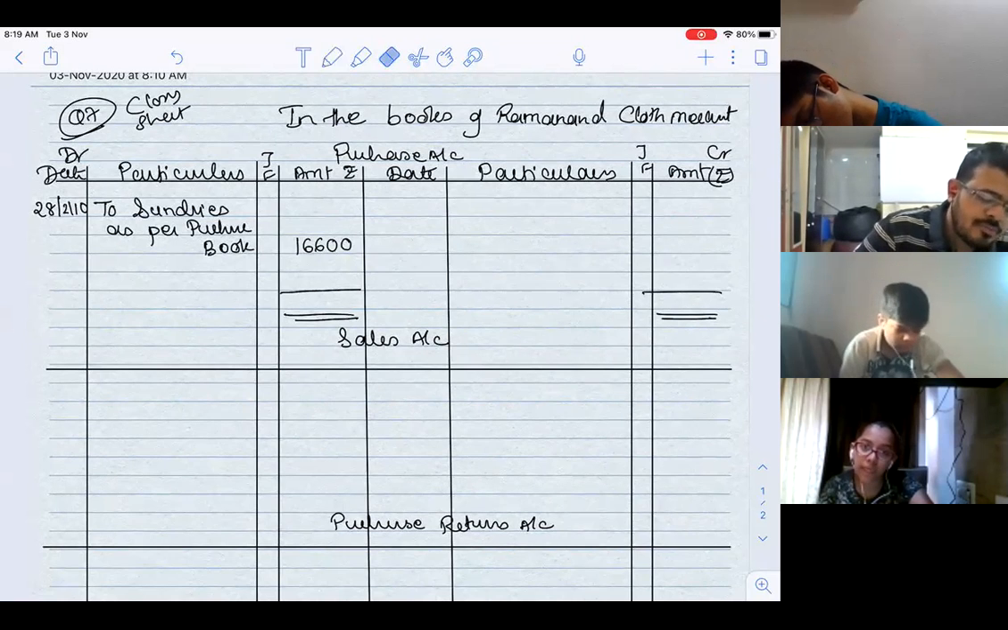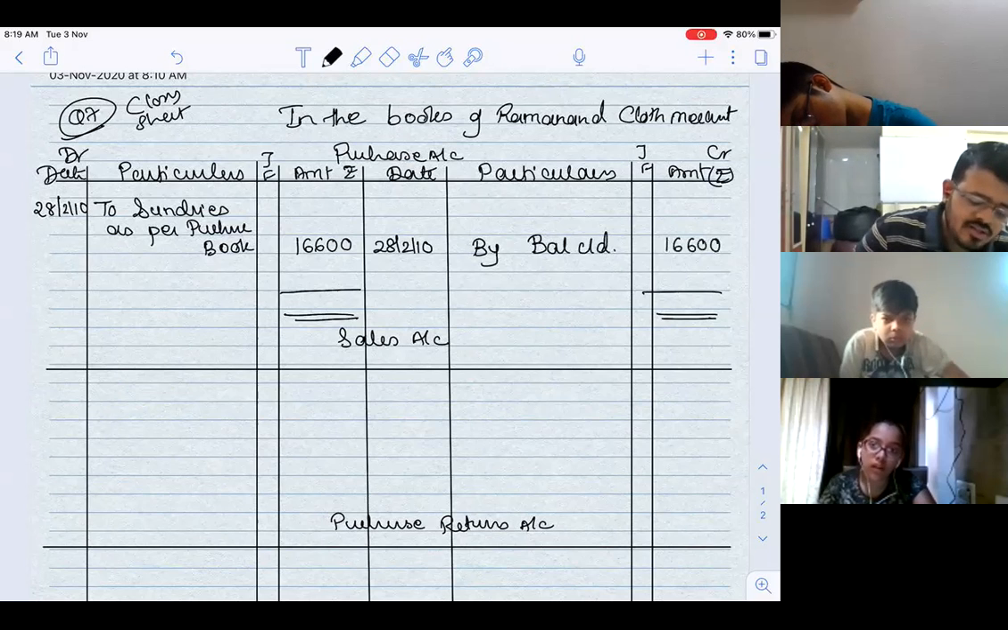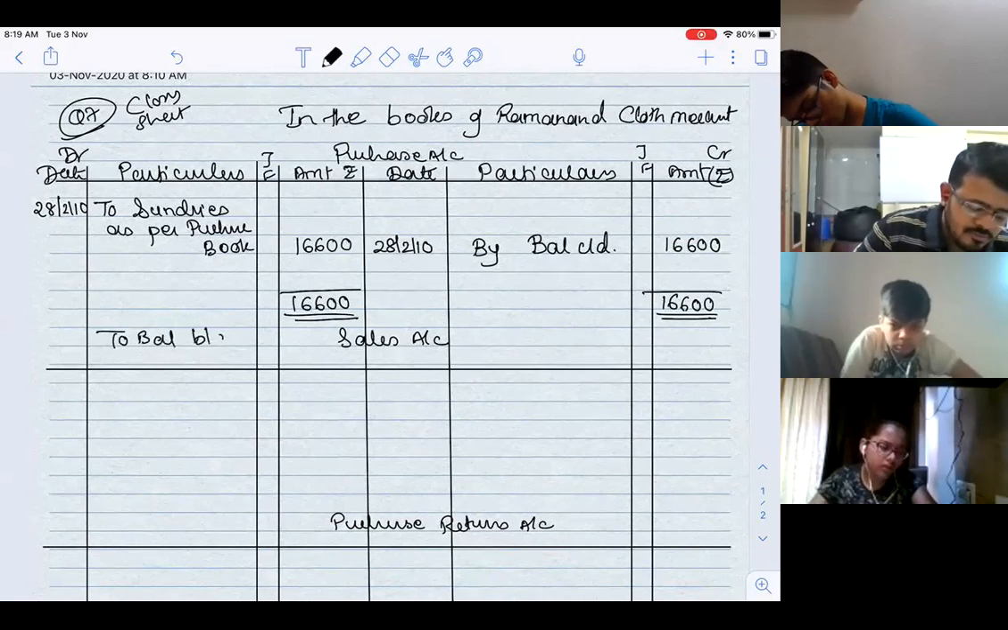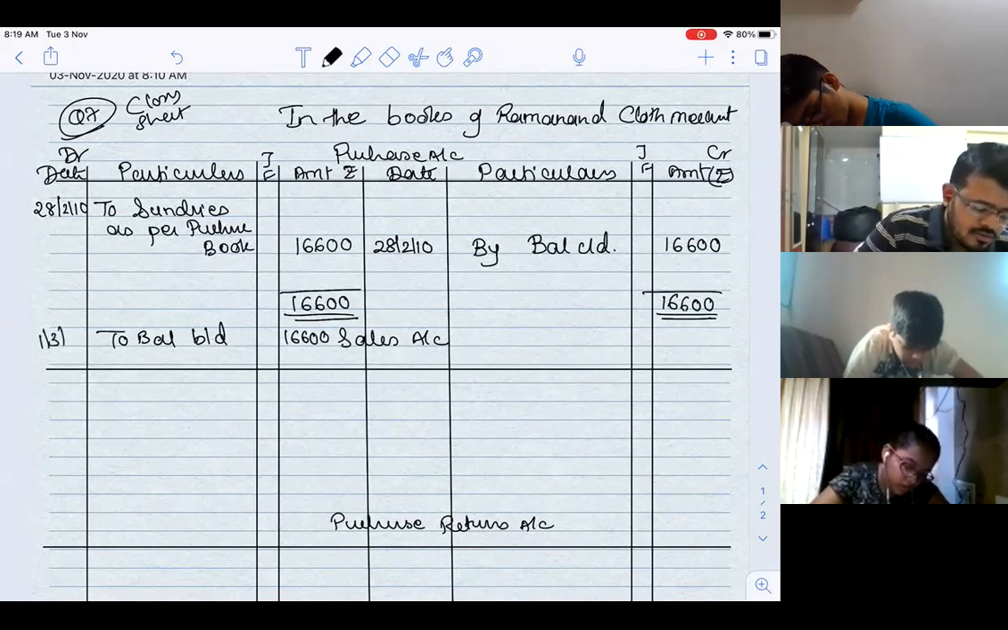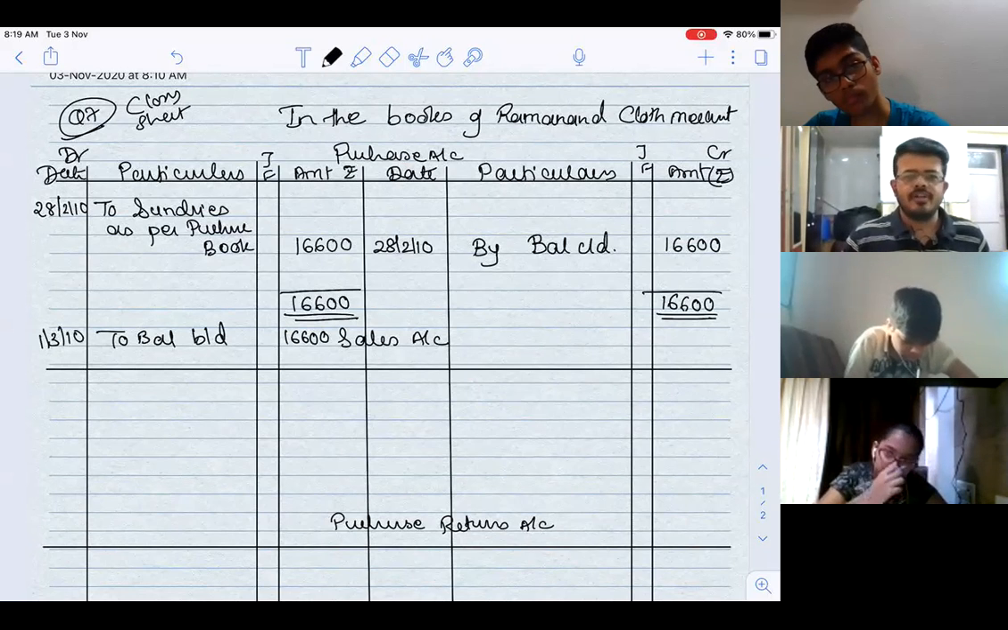और सीधा इसको बैलेंस कर दो. लास्ट डेट है 28 फरवरी 10, बाय बैलेंस CD 16,600. 16,600 will become to balance BD. That's it. One line and your ledger is finished.